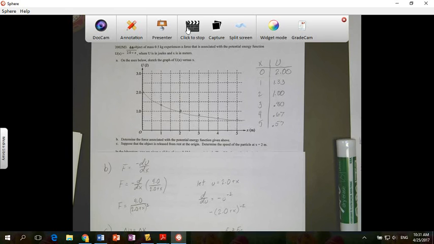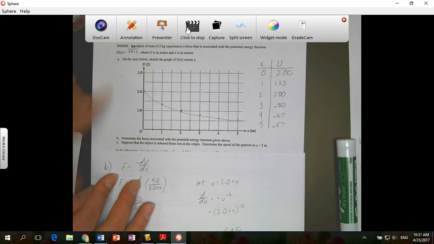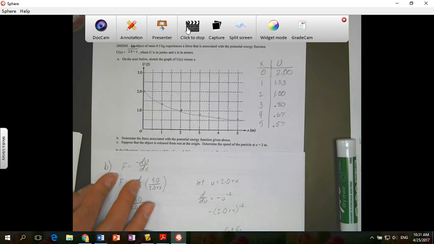My printing got a little messed up here, but it says an object of mass 0.5 kilograms experiences a force that is associated with the potential energy function U of x equals 4.0 divided by 2.0 plus x, where U is in joules and x is in meters. And so first you have to graph the function. I actually just plotted out points for this and then drew my curve of best fit.